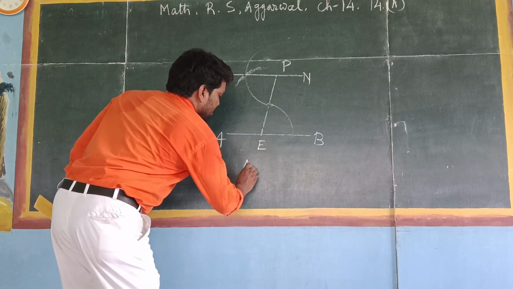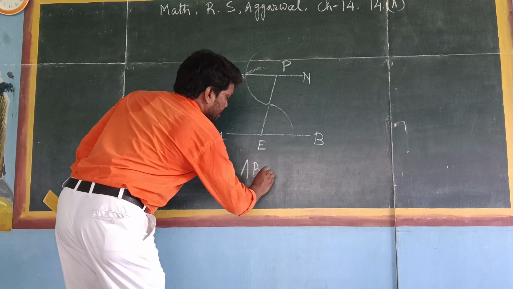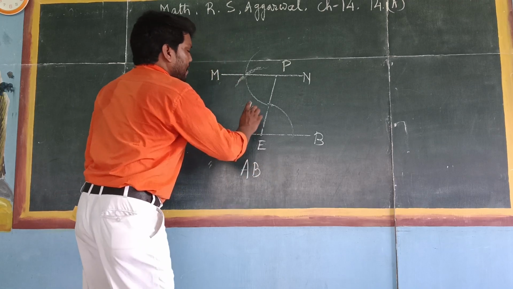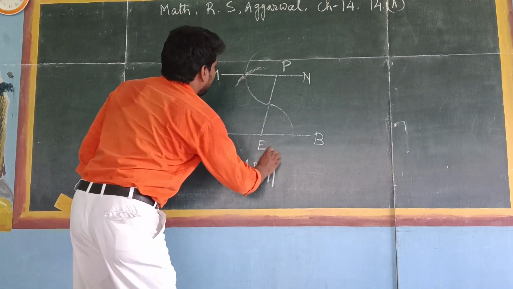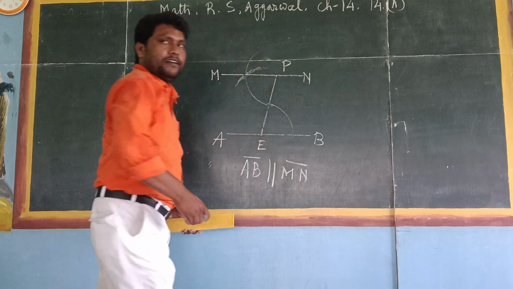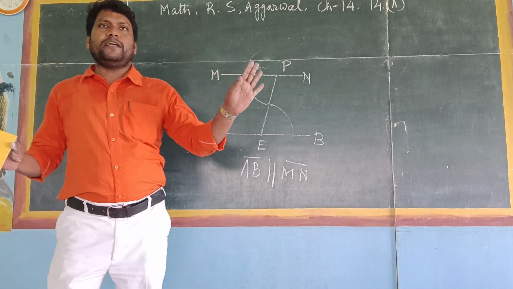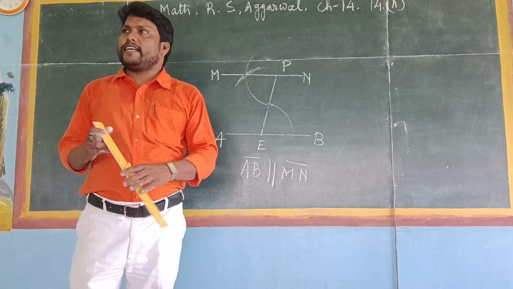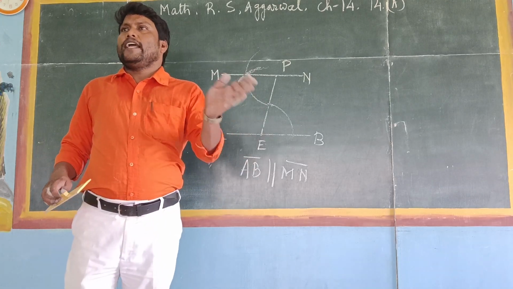So AB, not perpendicular, parallel. AB parallel MN. AB parallel MN. Understand? So there are so many problems. In the next classes we will solve the other problems.